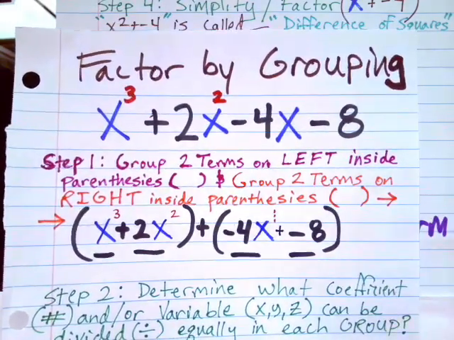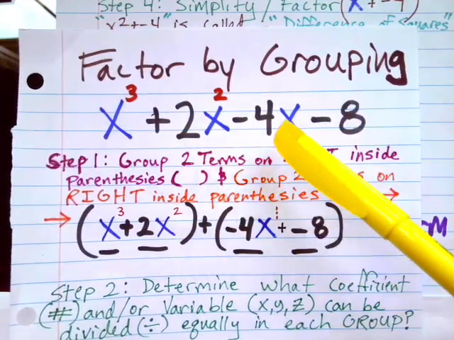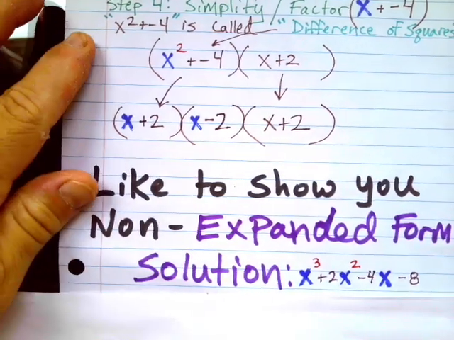X cubed plus 2x squared minus 4x minus 8. That's how you would go, and you would check your answer.